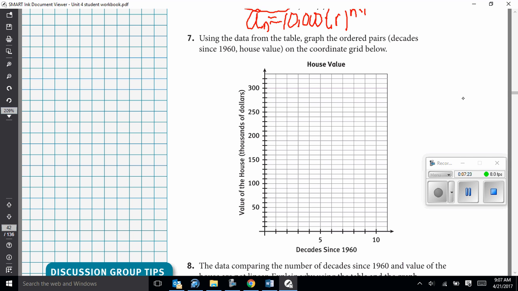The white is on the side, orange. That was red. That was green. So now after 1 decade, what was the home value worth? After 3 decades? After 4 decades was 160, correct? And then 5 was 320.